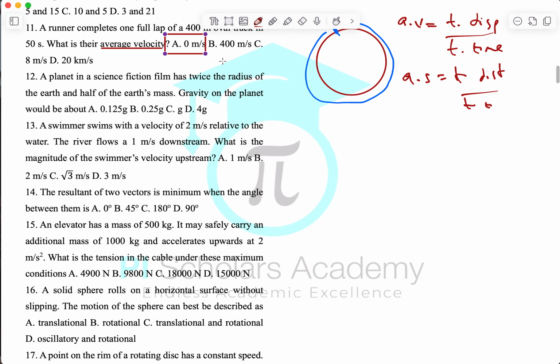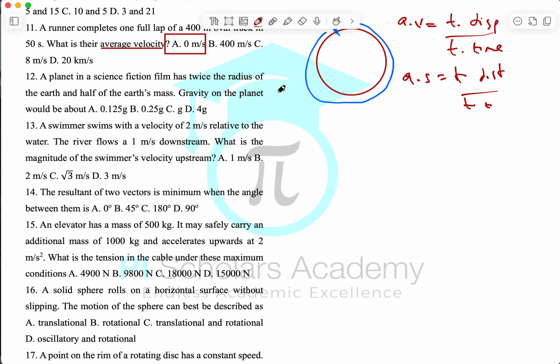The next question says that a planet in a science fiction film has twice the radius of the Earth and half of the Earth's mass. Gravity on the planet would be about... so it's obvious that we are looking for this answer in terms of g, that is acceleration due to gravity on Earth.